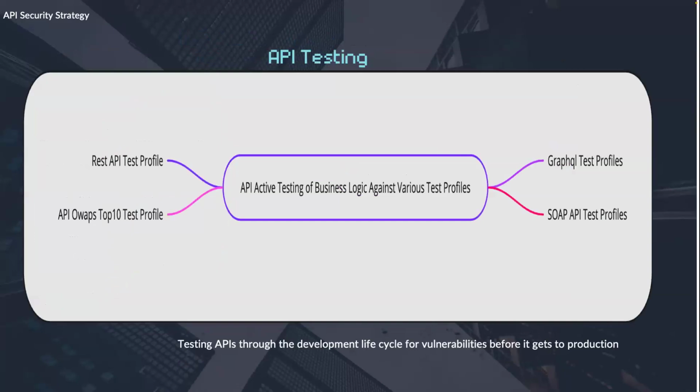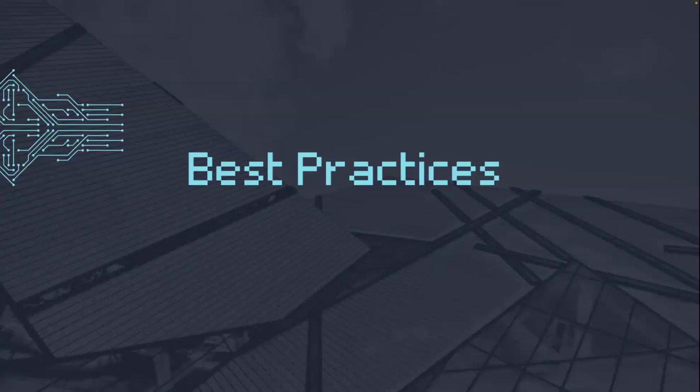And the final one is API testing. API testing is about securing your API through the development lifecycle, testing for vulnerabilities before it gets to your production environment. The really cool thing about proper API testing is that you get to test your business logic based on the type and scope of your API. For example, if you have a GraphQL API, a proper API testing tool will test against GraphQL test profiles and so on. So when you're looking for tools for API testing, these are the things you need to consider. And finally, these are my best practices from experiences I've seen so far.